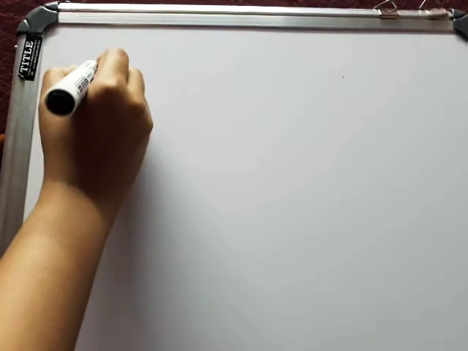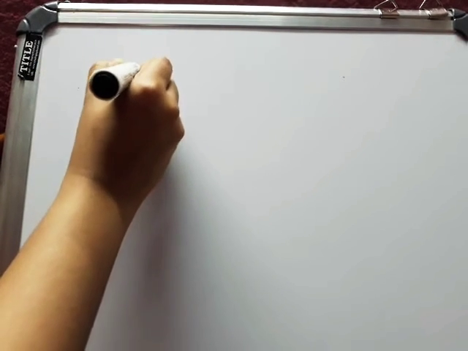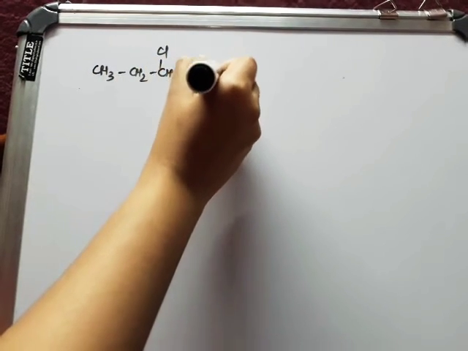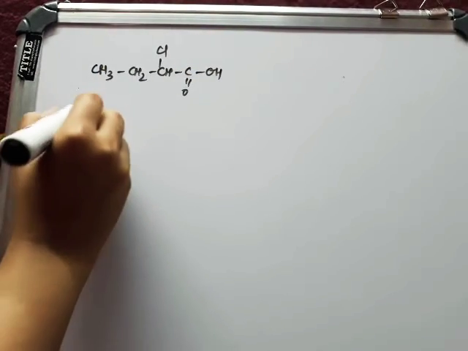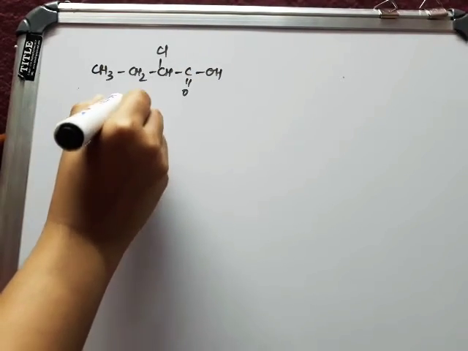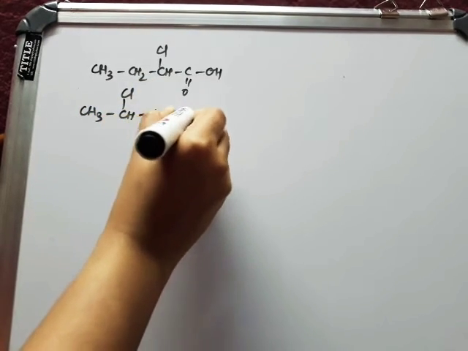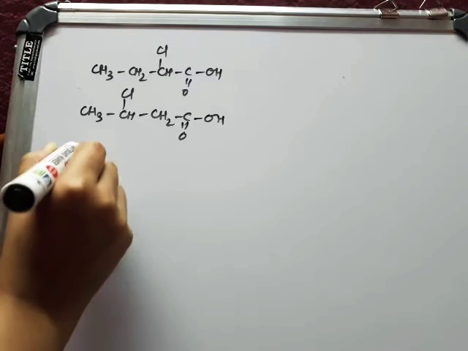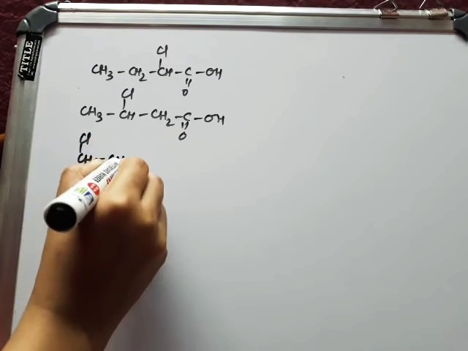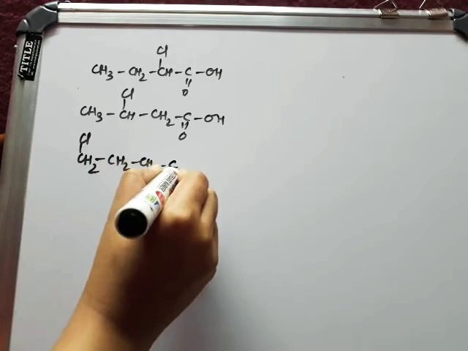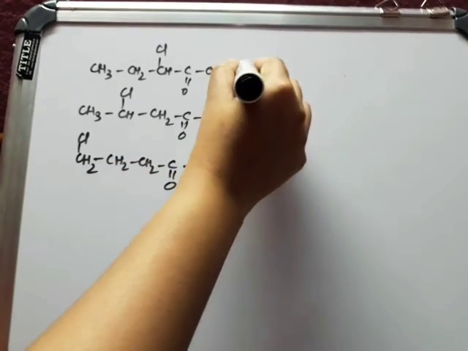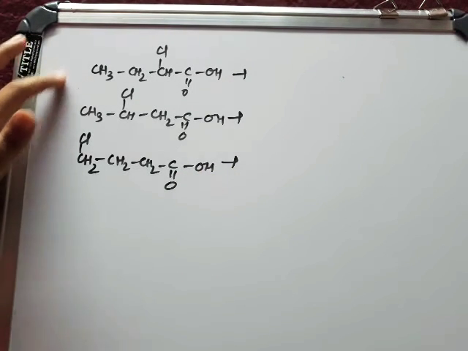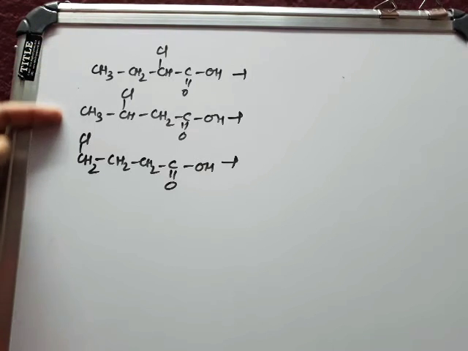Next we have to consider the positions also. Suppose this is 2-chlorobutanoic acid and this is 3-chlorobutanoic acid. Next we are taking 4-chlorobutanoic acid. So here the position of the electron withdrawing chlorine atom is different, but the molecular formulas are same. So which one will be more acidic?